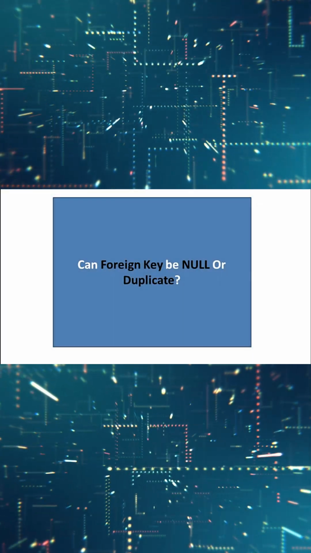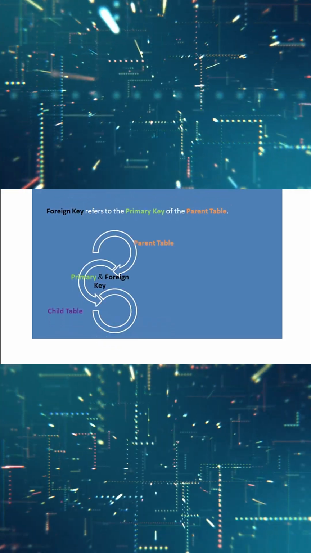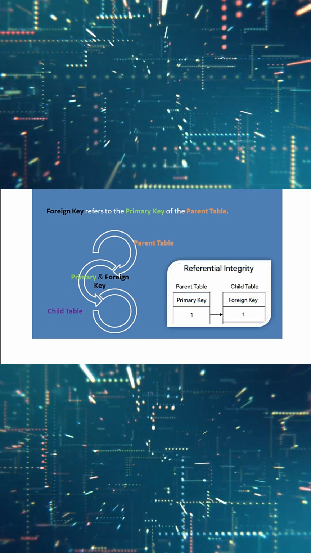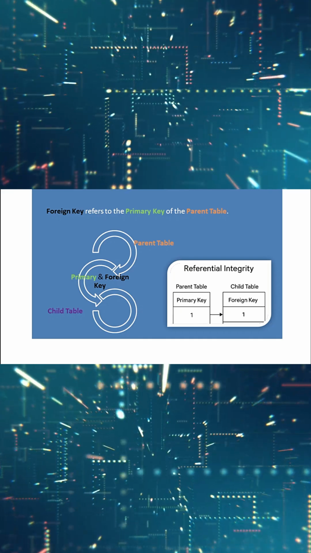Can foreign key be null or duplicate? Foreign key is something that refers to the primary key of the parent table. It is present in a child table, whereas it refers to the primary key which is present in the parent table. Here we can see in parent table we have primary key and in child table we have foreign key.